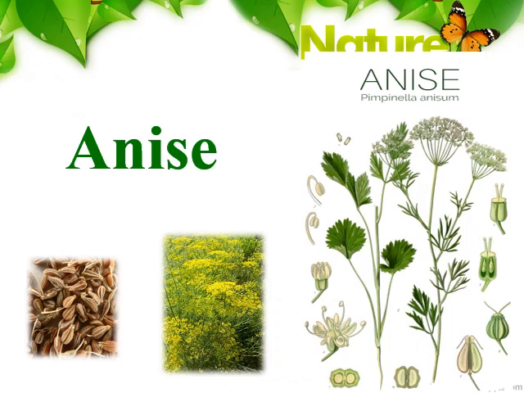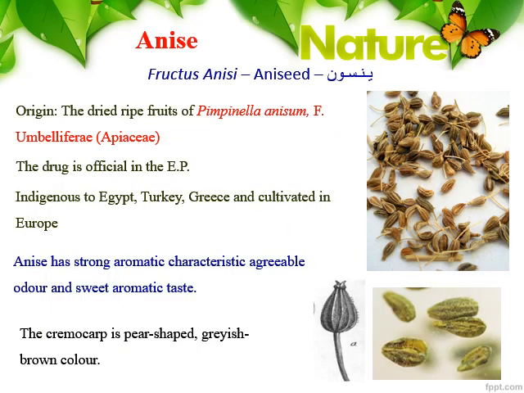The second umbelliferous fruit is anise: dried anise fruits, the anise herb with flower, and a diagram of the anise herb. Anise, or Fructus anisi, or aniseed, أو ينسون, is the dried ripe fruit of Pimpinella anisum, family Umbelliferae or family Apiaceae. Anise is official in the Egyptian pharmacopoeia under the name Fructus anisi. It is indigenous to Egypt, Turkey, and Greece, and cultivated in Europe. Anise has a strong aromatic character, an agreeable odor, and a sweet aromatic taste.